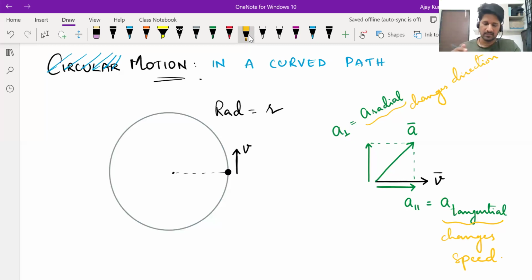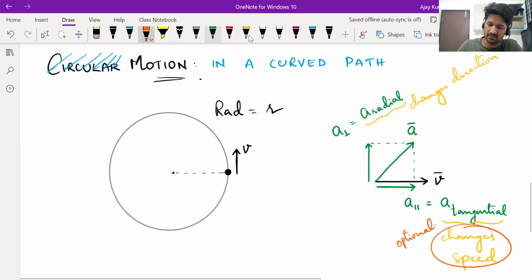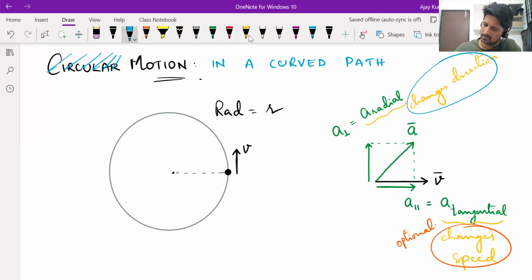Now, when an object is moving in a circle, speed change may or may not happen. So this is optional. But direction change must happen. This is compulsory. If this is compulsory, it means radial acceleration must be there. There must be acceleration perpendicular to velocity. There may be an acceleration parallel to velocity also.